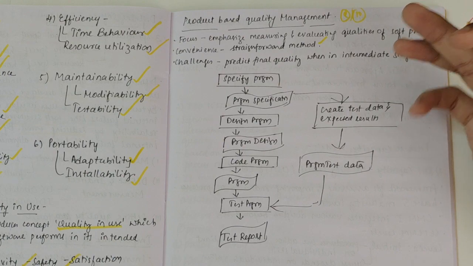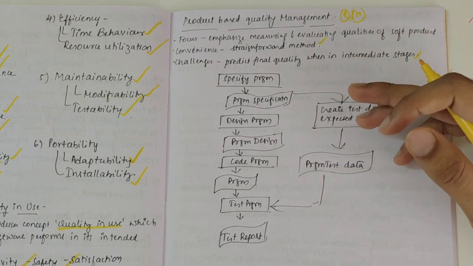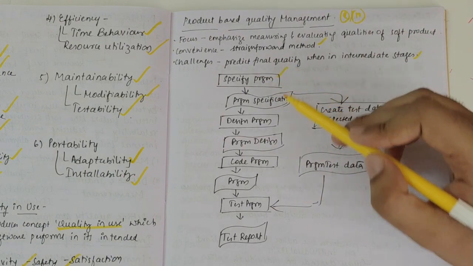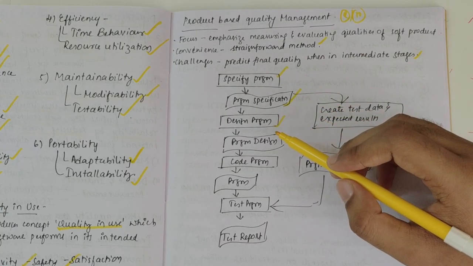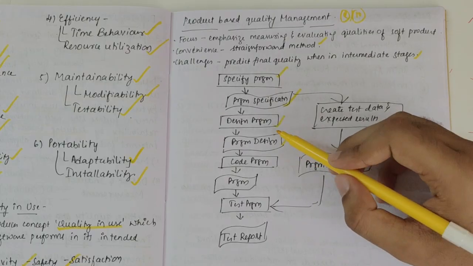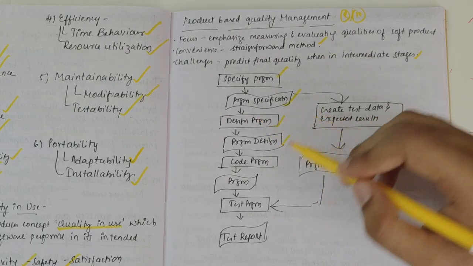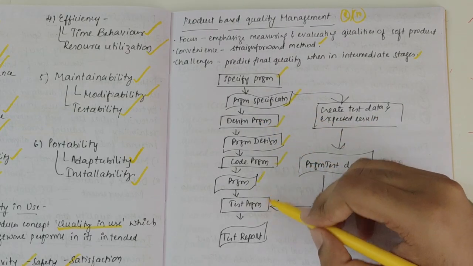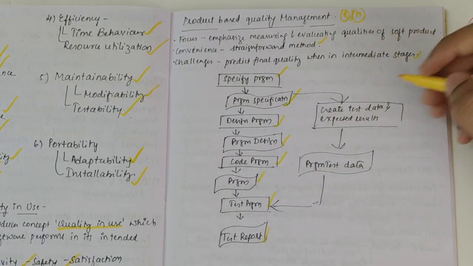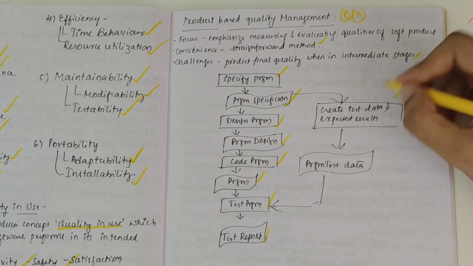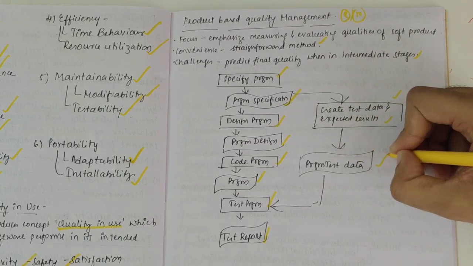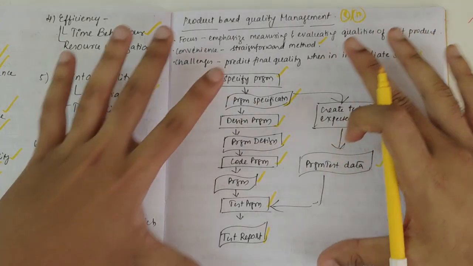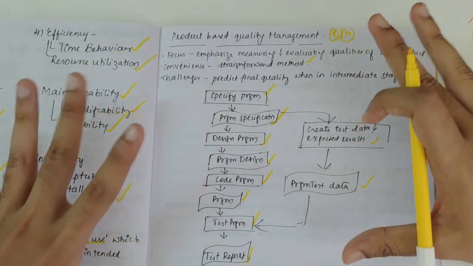Here we have the flow chart. It starts with specifying the program and then the program specification. Then we have the design, where we design the program. Then the design specification, that is, the program design. Then code program, test report. And on this side we have creating the test data and the expected results. Then we check with the program test data. So this is pretty much about product-based quality management.